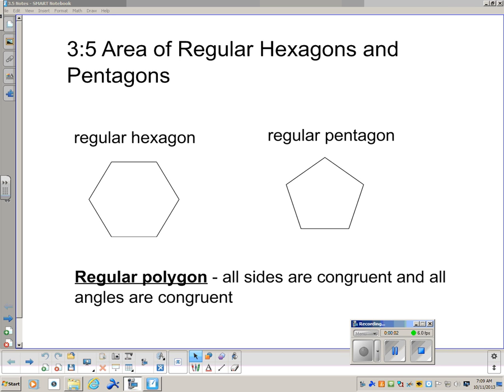Today we are going to be finding the area of regular hexagons and pentagons. So you should have out your 3-5 note sheet and be taking notes off of Schoology there.